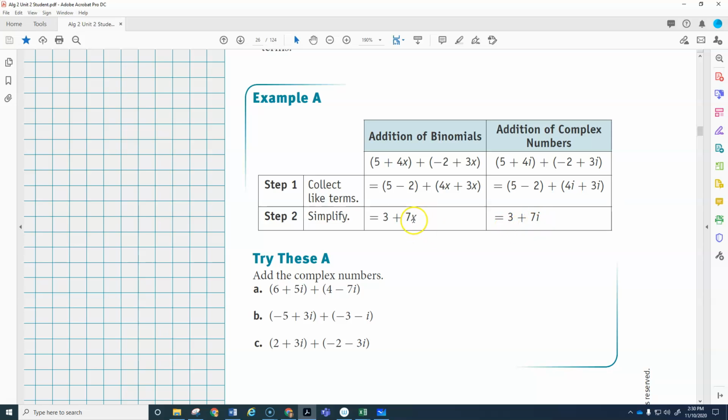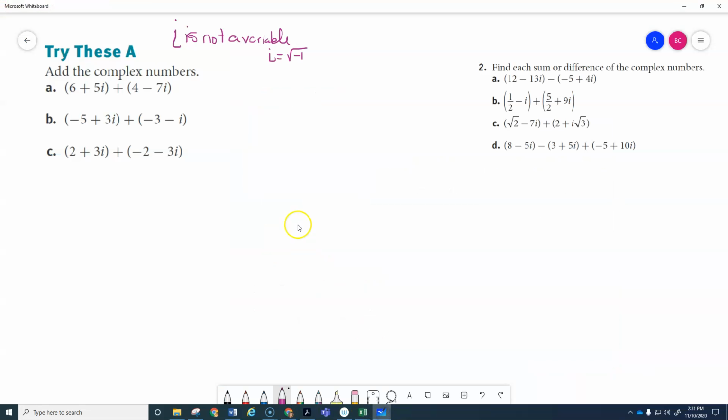This x right here could be anything. x could be 1, x could be -1/2, x could be the square root of 7. This value of x changes. This value of i does not. So it is not a variable, but it's going to behave very much like a variable while we are trying to add, subtract, multiply, and divide it.